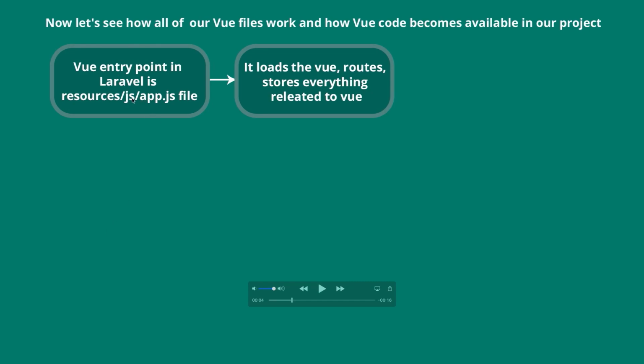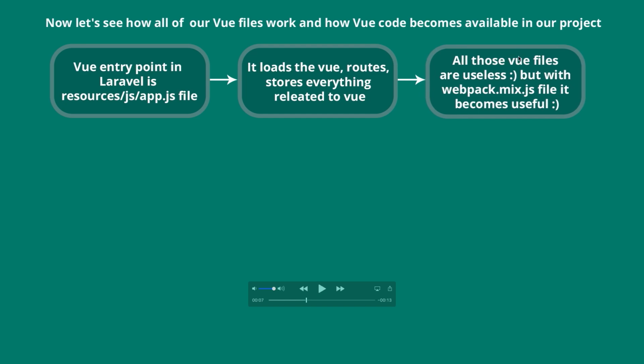The first entry point is this one, app.js, which we worked on, and it loads the Vue routes, everything. Okay, it loaded, but it's not available in our project. All those Vue files are just useless, but with the webpack.mix.js file they become useful. The interesting part here is that we get the webpack.mix.js file. Now let's see what this webpack.mix.js file does.